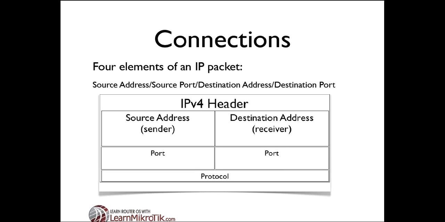So starting off talking about connections, there are 4 elements to an IP packet that are important to us as far as firewalls today. First is the source address. That is where the packet came from. And every IP packet has this information embedded into the header of the packet, where the packet came from. The second is the source port, and that is the sending host. What port was assigned to that packet from the host that sent the packet? The third piece of information is the destination address, where this packet is going to, and the fourth piece of information is the destination port.